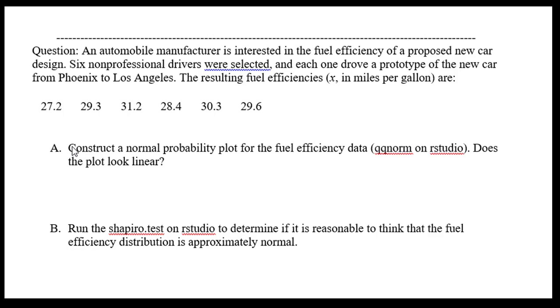Here's the question. An automobile manufacturer is interested in the fuel efficiency of a proposed new car design. 6 non-professional drivers were selected, and each one drove a prototype of the new car from Phoenix to Los Angeles. The resulting fuel efficiencies, X in miles per gallon, are the following: 22.7, 29.3, 31.2, 28.4, 30.3, and 29.6.